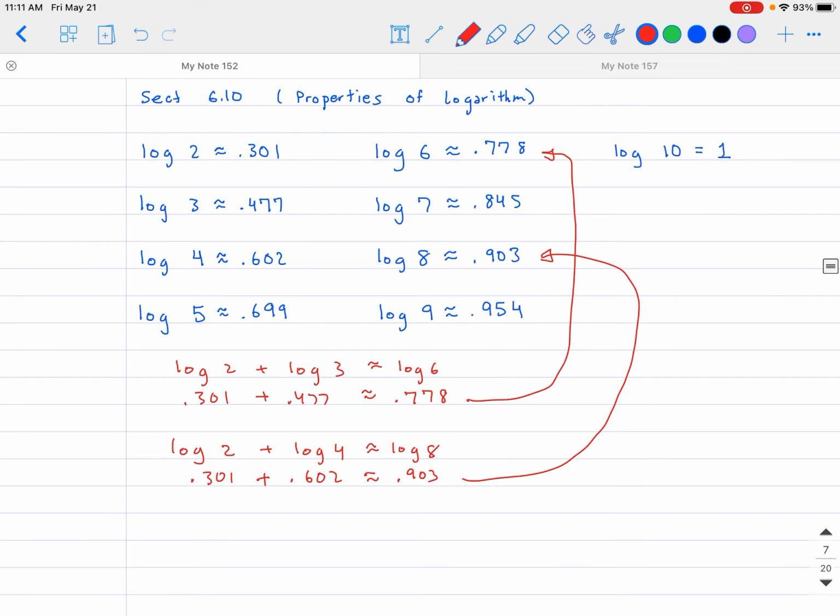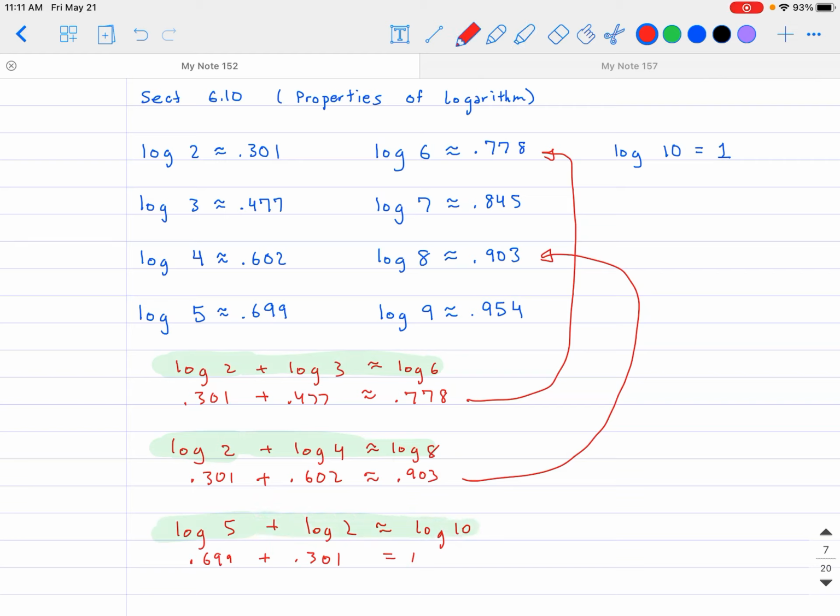Let's take one more. Let's say we have the log of 5 added with the log of 2. The log of 5 is 0.699, and then add the log of 2, which is 0.301, because we've been using it so often. If you add that together, it equals 1, which is equal to the log of 10. So log of 2 plus log of 3 is equal to log of 6. Log of 2 plus log of 4 is equal to log of 8. Log of 5 plus log of 2 is equal to log of 10.